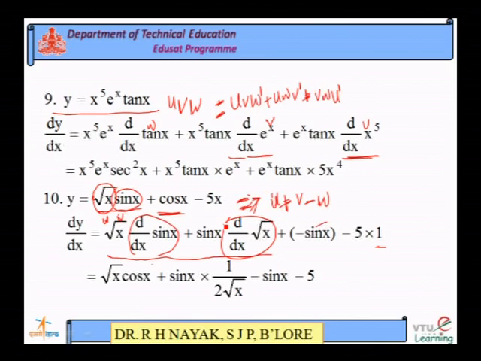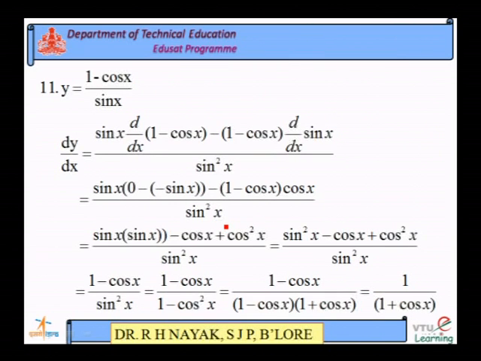Next slide, it is on quotient rule. y is equal to (1 minus cos x) divided by sin x. The whole numerator is taken as u and the denominator is taken as v.